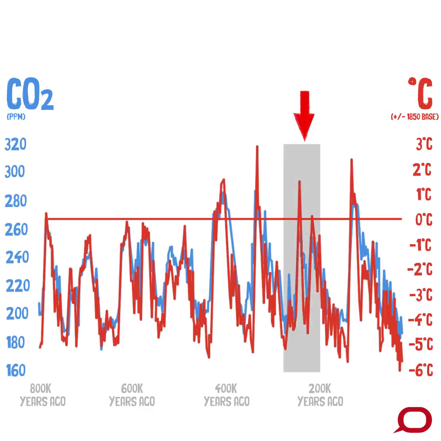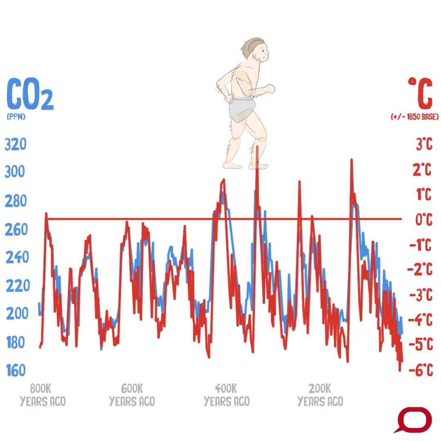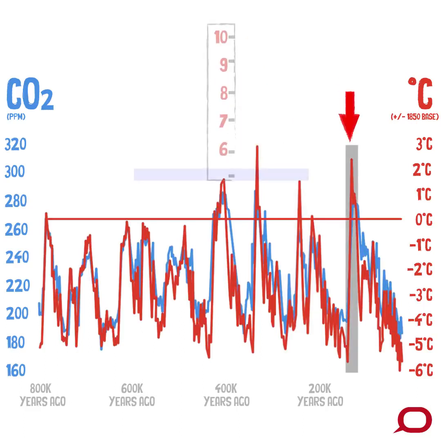Here, at about 200 to 300,000 years ago, is where modern humans had just evolved. And here, at the last interglacial period, the sea level peaked at about 6 to 9 metres higher than it is today.